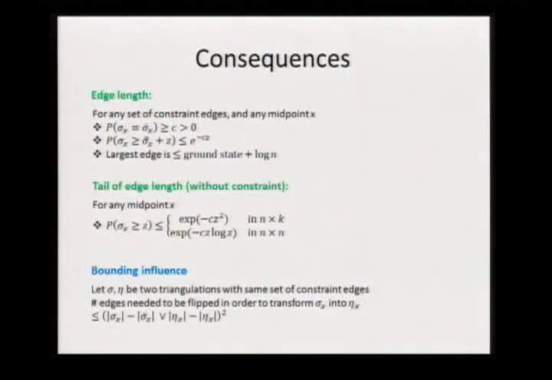So let me just give you quickly the consequence. For example, the Lyapunov function easily implies that the size of the edges is going to be small. For example, it shows that given any set of constraints, the probability that an edge with a given midpoint x has its minimum value given the constraints is uniformly bounded away from 0.